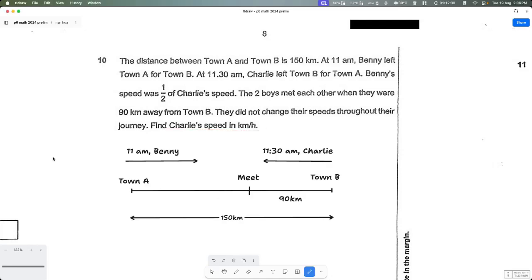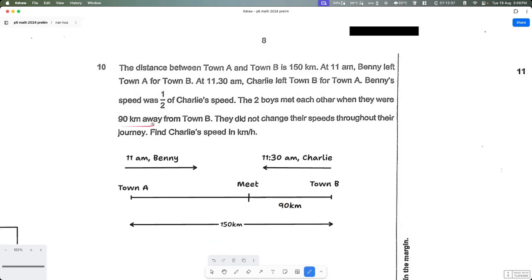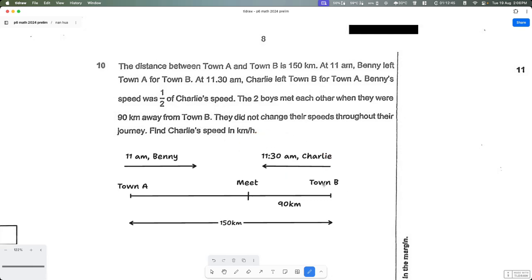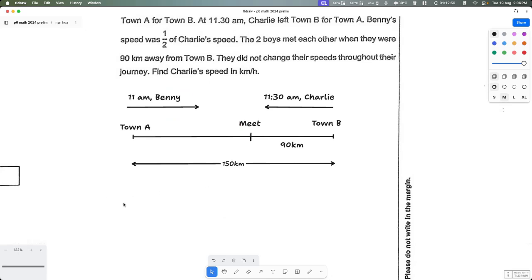Okay, so I draw a little bit of how it looks. Town A to town B is 150 kilometers. Where they meet is 90 km away from town B, so it's this distance. Then at 11 a.m. is Benny, and Charlie leaves town B at 11:30. So with that said, the distance traveled by Benny over here, which is this one, is basically this.